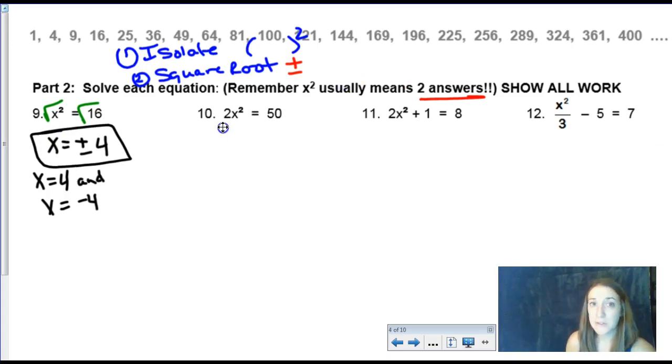Now this next question, the x squared is what the x is being squared. That's the thing that I have to isolate. It's not isolated yet. We actually have to divide by 2 first. So x squared equals 25.